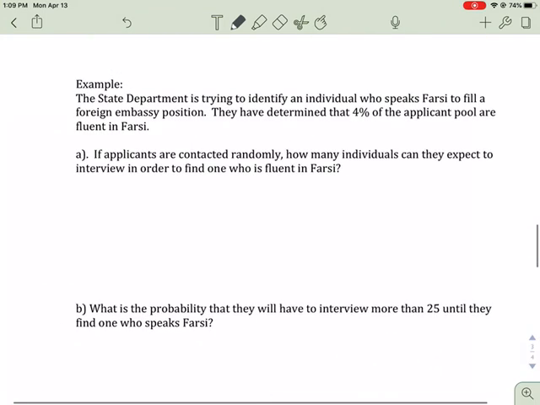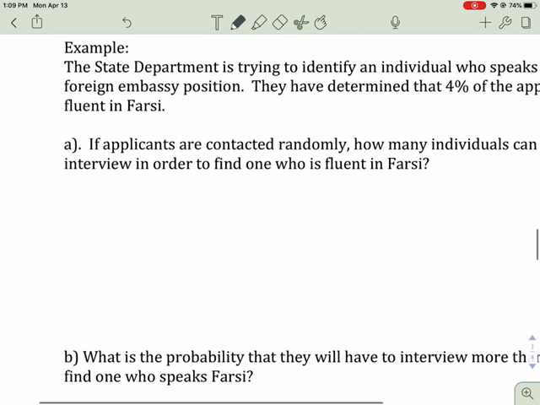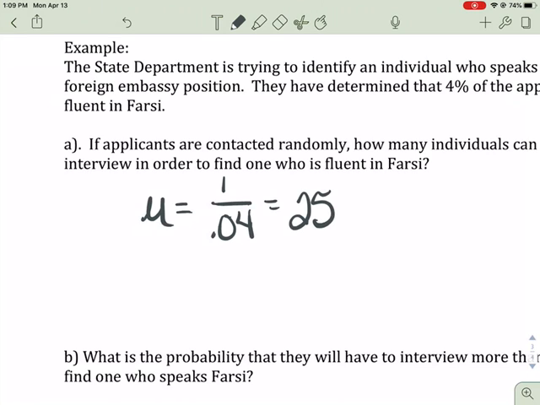All right, so let's take a look at this particular problem. The State Department is trying to identify an individual who speaks Farsi to fill a foreign embassy position. They have determined that 4% of all applicants in the pool are fluent in Farsi. If applicants are contacted at random, how many individuals can they expect to interview in order to find one that's fluent in Farsi? So remember, expect is mean. So that's 1 over 0.04. So that's going to be 25 applicants.